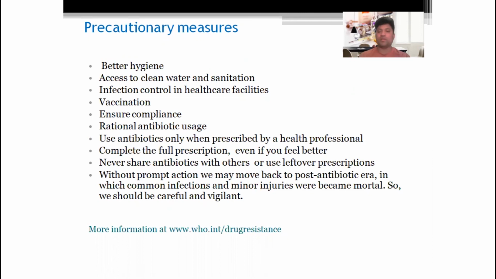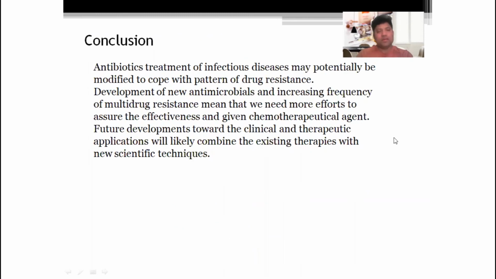We may move back to a post-antibiotic era in which common infections or minor injuries become more serious or mortal, so we should be careful and vigilant. In conclusion, antibiotic treatment of infectious disease may potentially be modified to cope with the pattern of drug resistance. Development of new antimicrobial agents and the increasing frequency of multi-drug resistance mean that we need more effort to ensure effectiveness and give chemotherapeutic agents in a more rational manner. Future development toward clinical and therapeutic application will likely combine existing therapies with new scientific techniques.